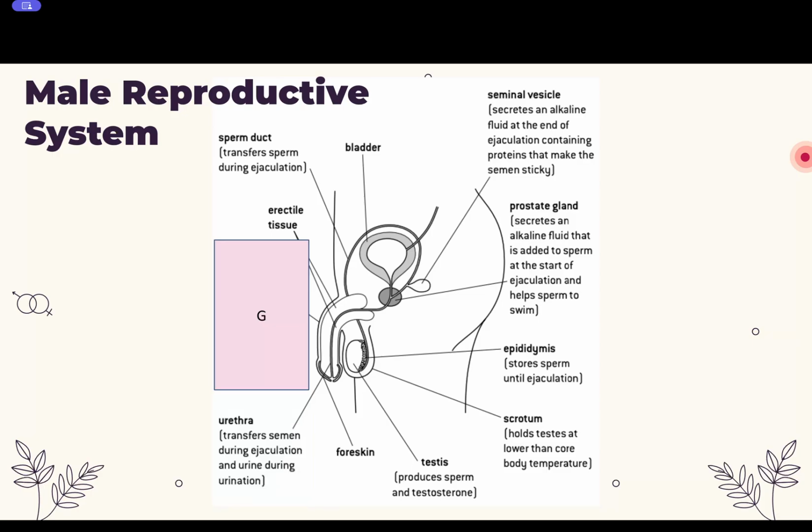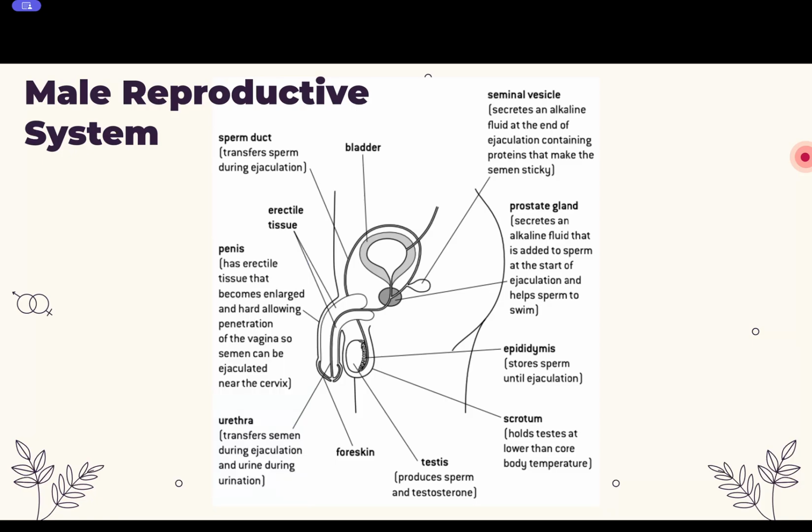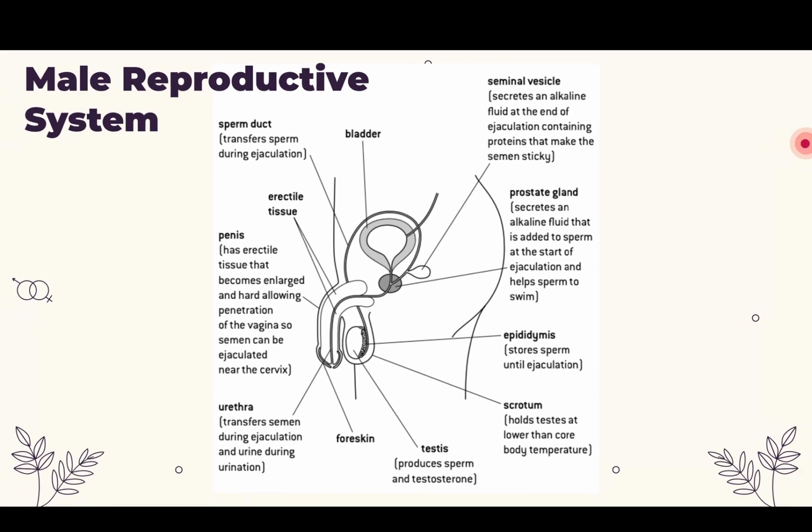F is the urethra, which transfers semen during ejaculation and urine during urination. So the urethra is connected both to the bladder and to the vas deferens. And then the last one is the penis, which has the erectile tissue, which allows penetration into the vagina so that semen can be ejaculated as close to the cervix as possible. I did say fructose, yes.